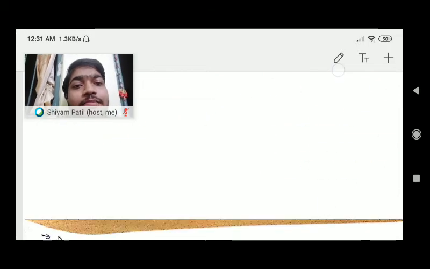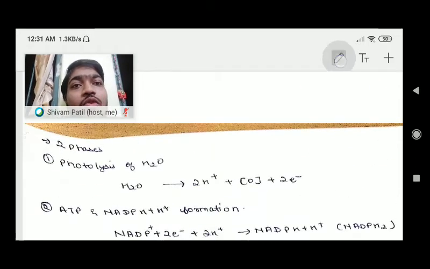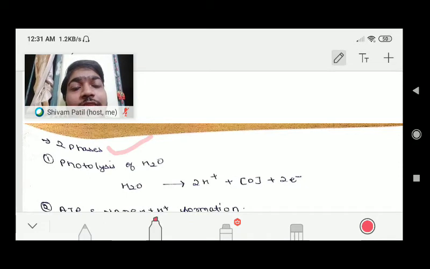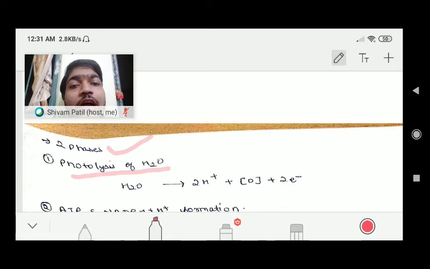Okay, now there are two phases in the light reaction. In the first phase, the photolysis of water occurs. How does it occur?